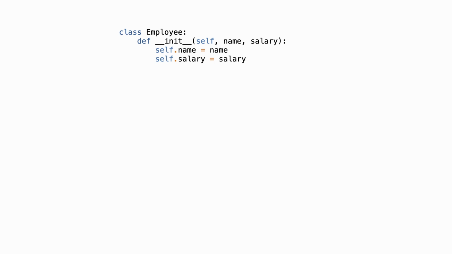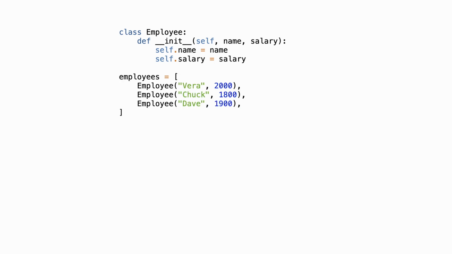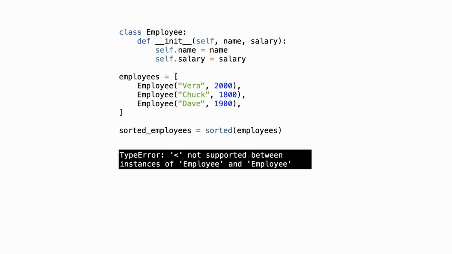Here is class employee. It has a name and salary. I create a list with 3 employees and I want to sort the employees alphabetically. What happens when I run this code? I get an error. Python does not know how to compare employees with other employees.